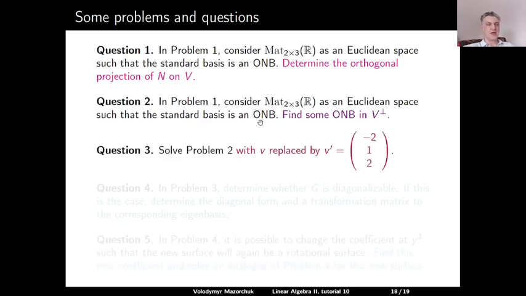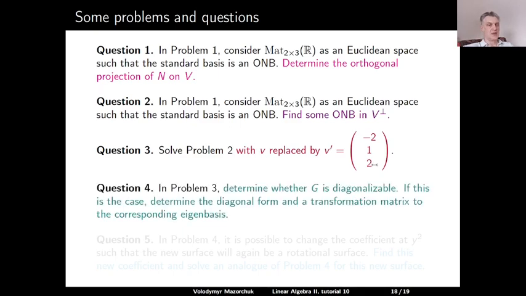Question 3. Solve problem 2 with v replaced by the vector v prime, which is minus 2, 1, 2. Question 4. In problem 3, determine whether the linear operator g is diagonalizable. If this is the case, determine the diagonal form and the transformation matrix to the corresponding eigenbasis.